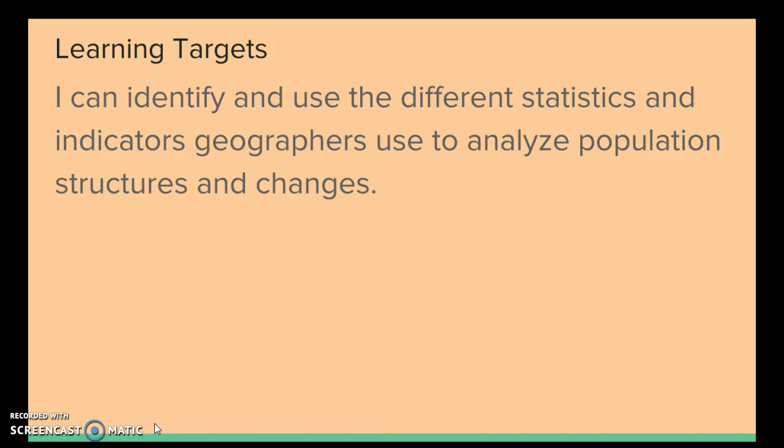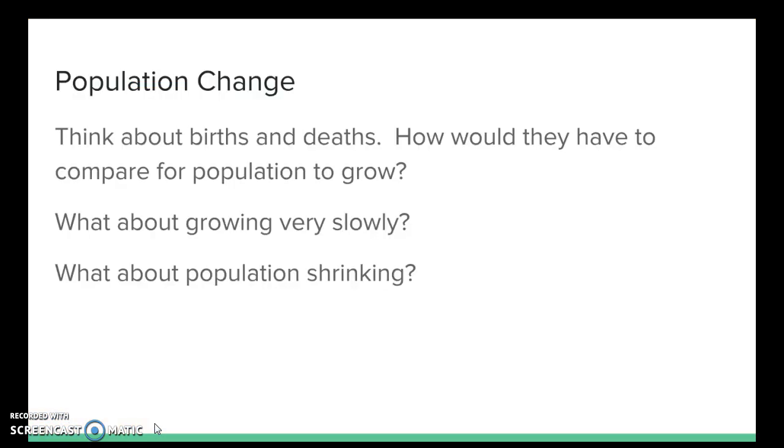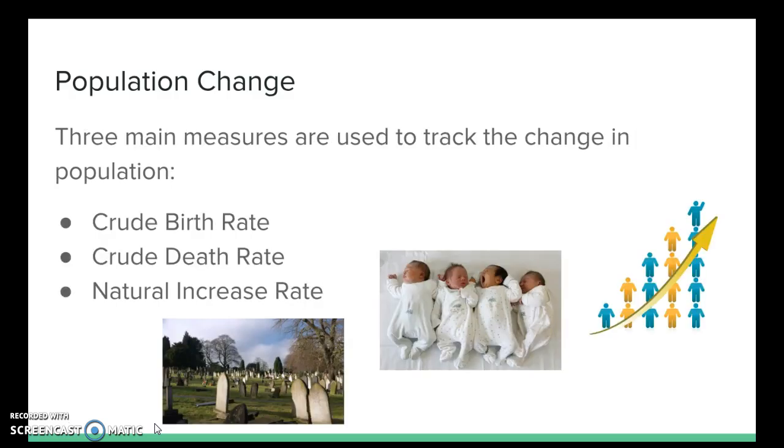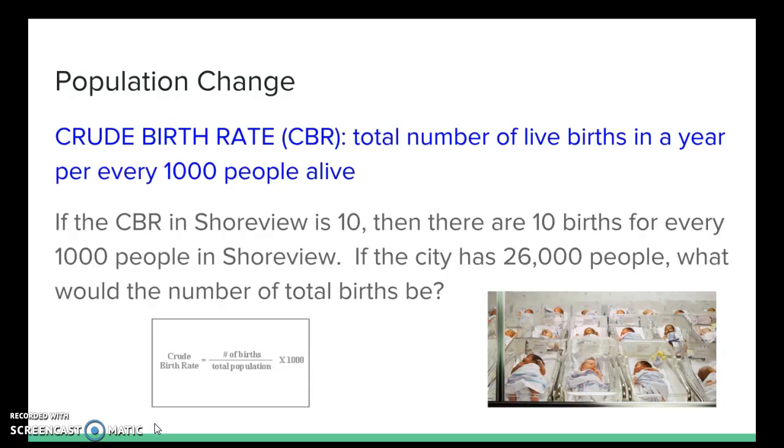One of the big things when we're looking at population is looking at population change. What causes populations to grow and what causes populations to shrink. And when you're really looking at this, you're looking at births and deaths, and then the resulting natural increase rate, which is what measures them. So when you're looking at these three statistics here, the first of these is the crude birth rate.